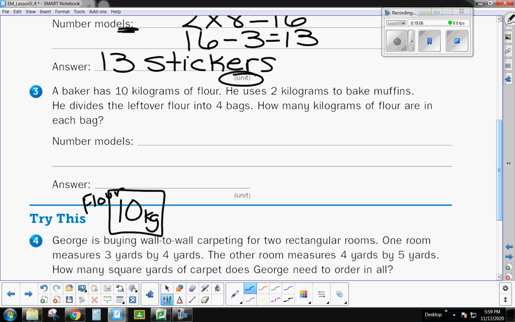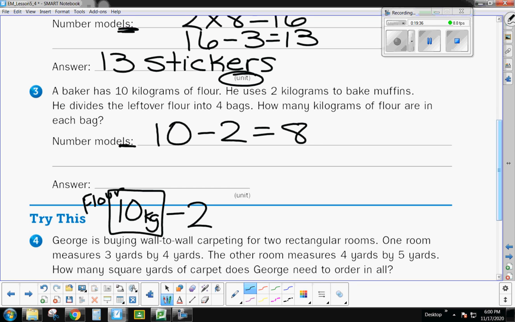Now it says he uses 2 kilograms to bake muffins. So what does he do first? Well, first he uses 2 kilograms. That means he's taking it out, right? So I know I'm going to take out 2 from this. So then he divides the leftover flour into 4 bags. Well, I got to figure out what's left over. So let's go up here to my number models. First, I'm going to start with my 10 kilograms and take out that 2 to see what's left. I've got 8 left over.